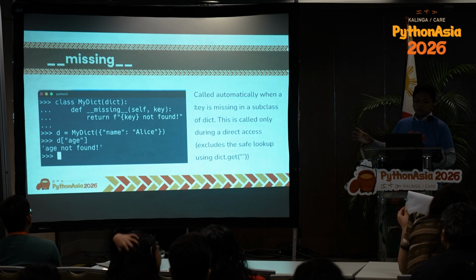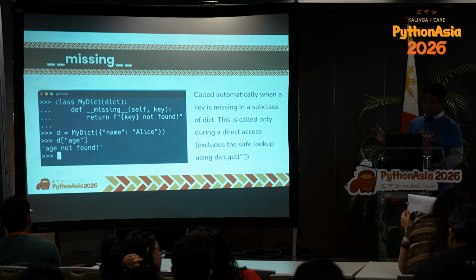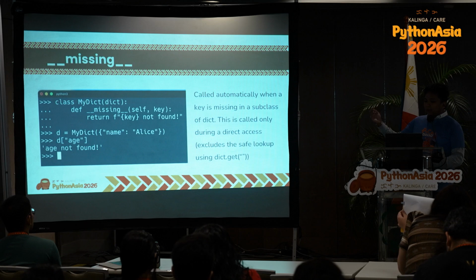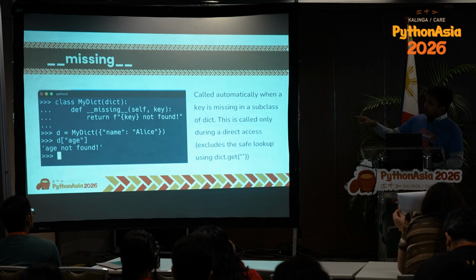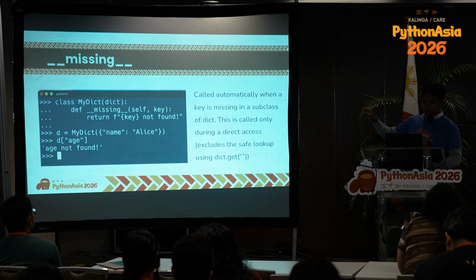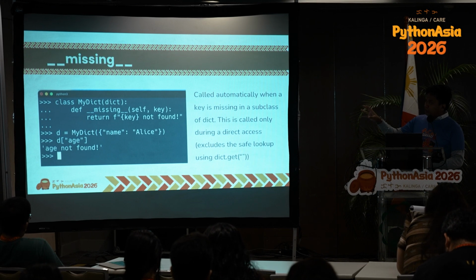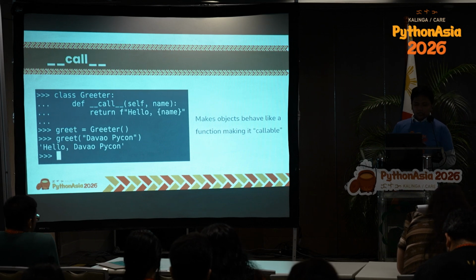So if you're creating your own class as well, for you to have safe access, you can define the missing dunder method and create your own logic there. So it is more on the side of debugging as well.